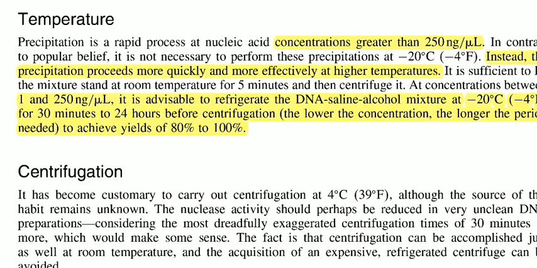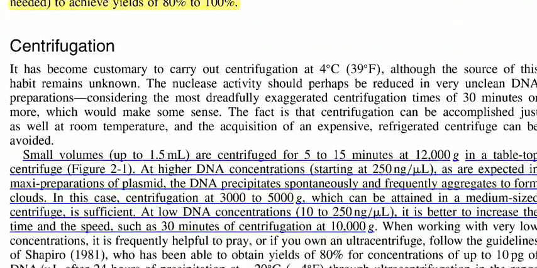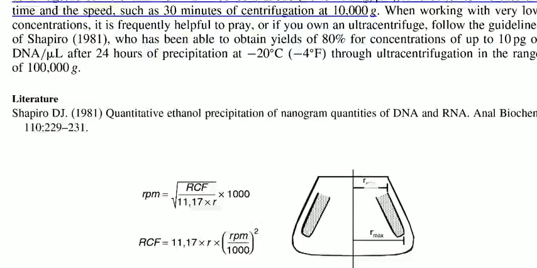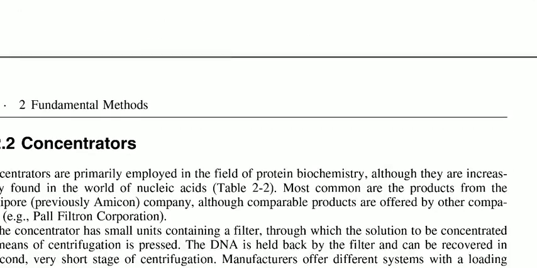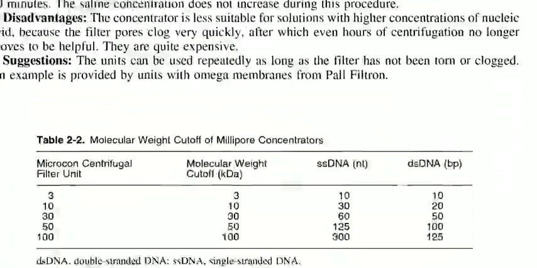So in that case, where our DNA concentration lies between 1 and 250 nanograms per microliter, it is advisable to refrigerate the DNA in the salt alcohol mixture at about -20 degrees Celsius for 24 hours, and that will yield a significant amount of DNA. Then centrifugation is the common process, where we get a thin layer and can simply get our DNA bands precipitated.